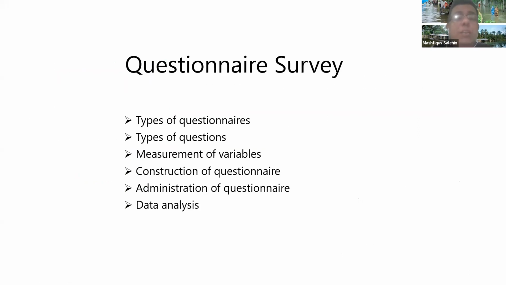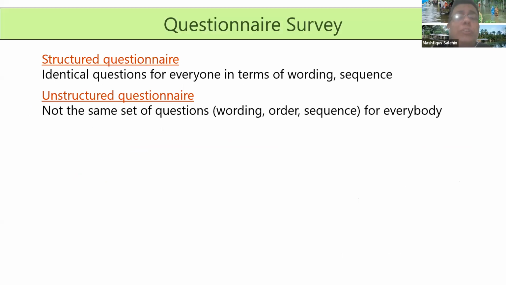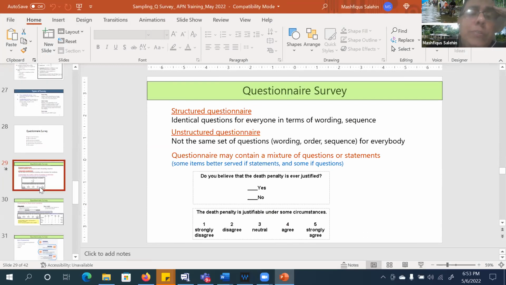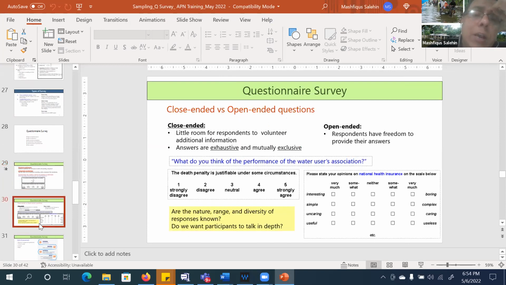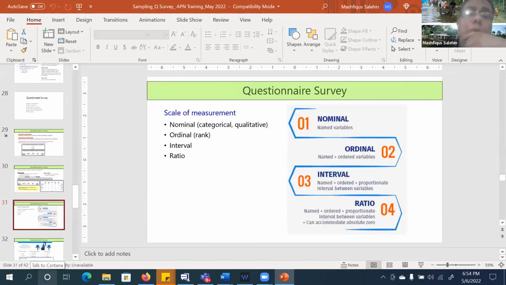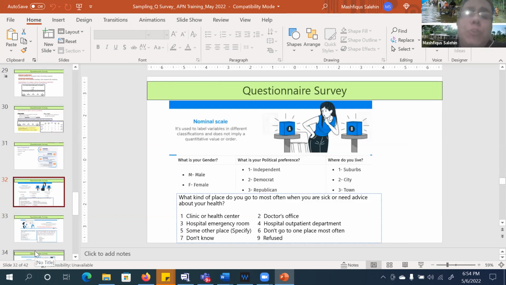I really don't have time to talk about questionnaire surveys, but I do have some useful slides if you are interested. They show how questionnaires can be structured, what different types of questions can be formed, how we frequently use closed-ended questions in a formal questionnaire survey, mostly leaving out open-ended questions, and how we can use different scales of measurement, meaning how we label different types of data.